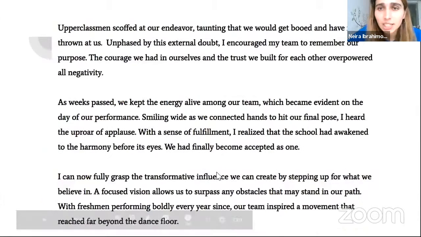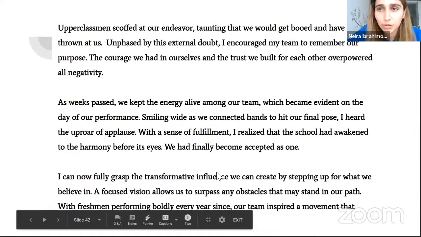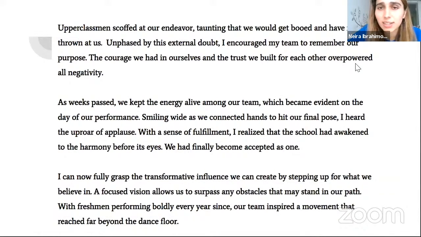Upperclassmen's endeavor, taunting that we would get booed and have food thrown at us. Unfazed by this external doubt, I encouraged my team to remember our purpose. The courage we had in ourselves and the trust we built for each other overpowered all negativity. As weeks passed, we kept the energy alive among our team, which became evident on the day of our performance. Smiling wide as we connected hands to hit our final pose, I heard the uproar of applause. With a sense of fulfillment, I realized that the school had awakened to the harmony before its eyes. We had finally become accepted as one.